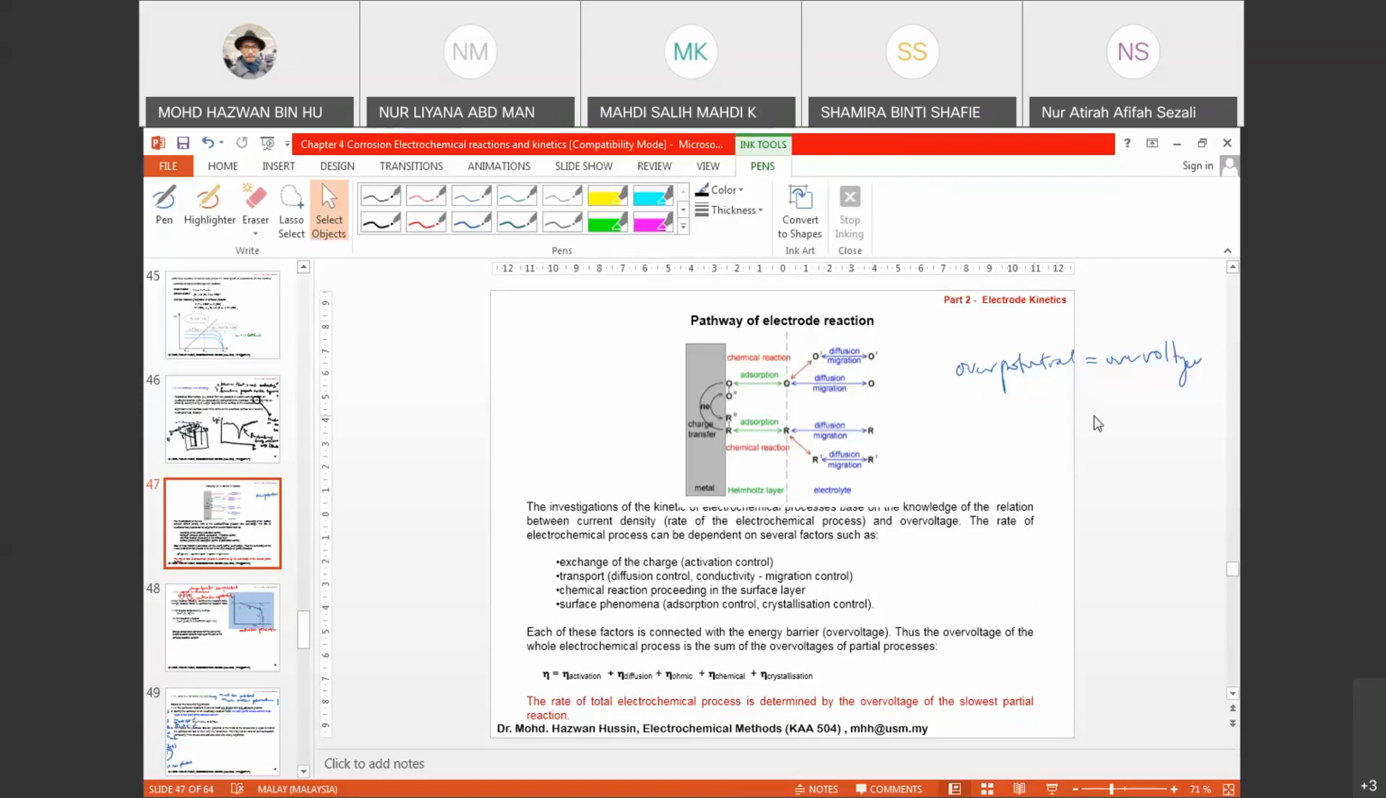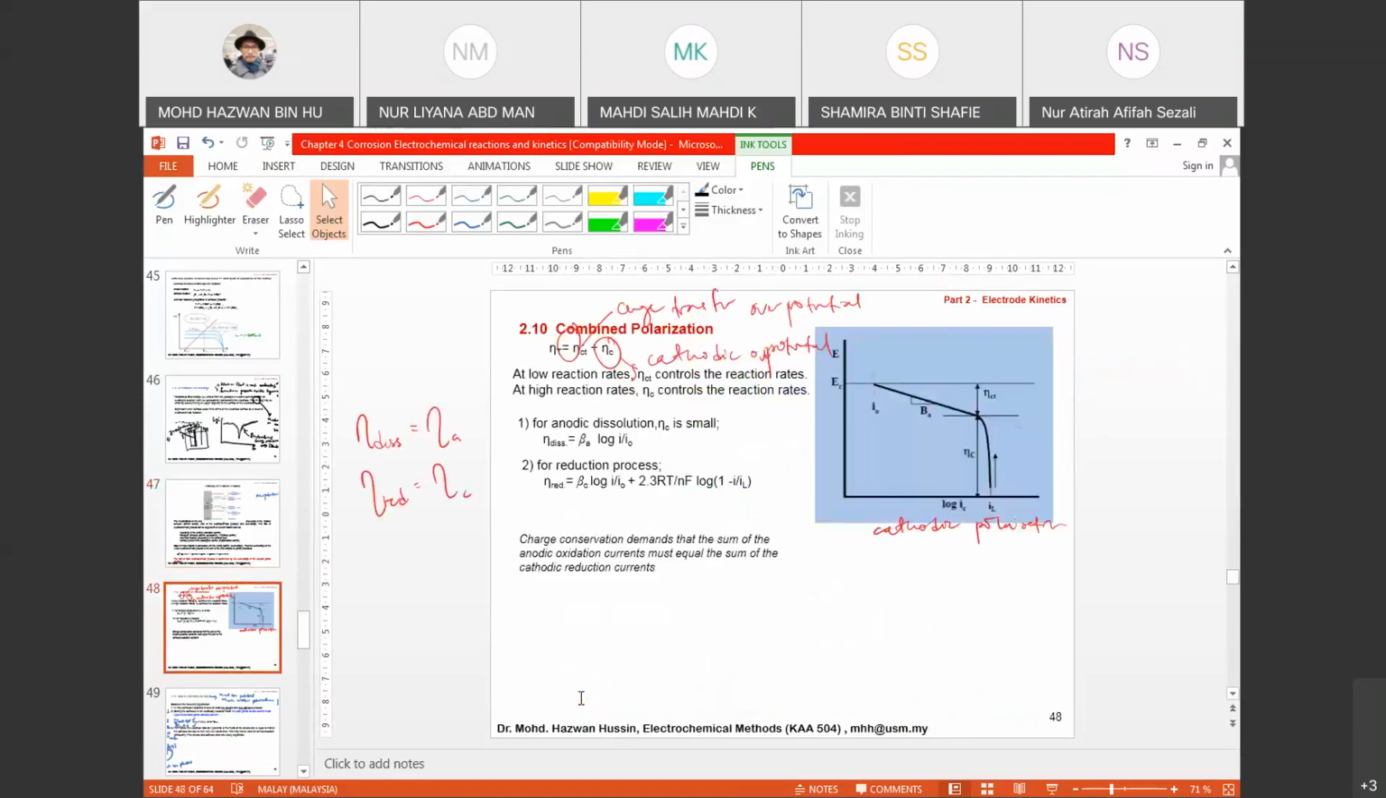And something you may notice is the word overvoltage. Overvoltage is actually equal to the overpotential value. The rate of the total electrochemical process is determined by the overpotential of the slowest partial reaction. Okay. We also have a combined polarization process, where the anodic and also cathodic processes will be considered during the polarization process.